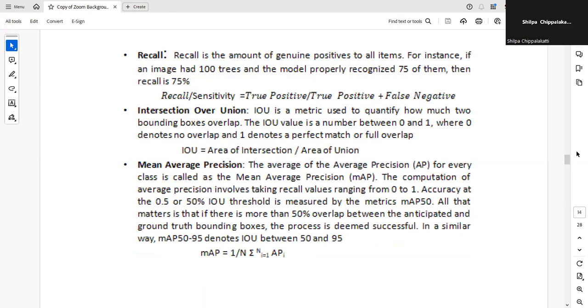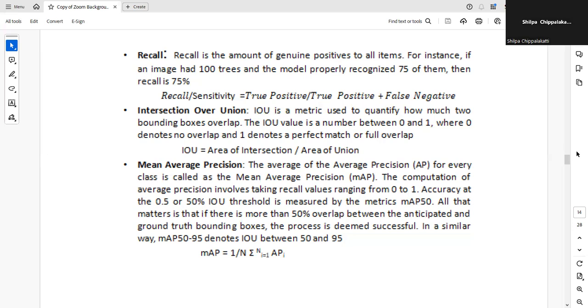Recall. Recall is the number of genuine positives out of all items. For instance, if the image had 100 trees and the model properly recognizes 75 of them, then the recall is 75%. Recall is taken as true positive divided by true positive plus false negative. Intersection over union, IOU, is a metric used to quantify how much two bounding boxes overlap. The IOU value is a number between 0 and 1, where 0 indicates no overlap and 1 indicates a perfect match or full overlap. IOU is the area of intersection divided by the area of union.